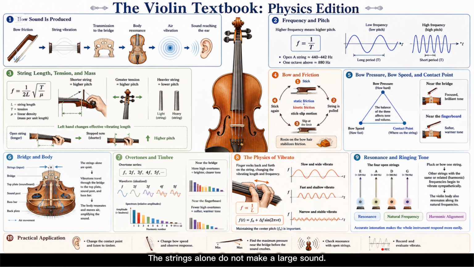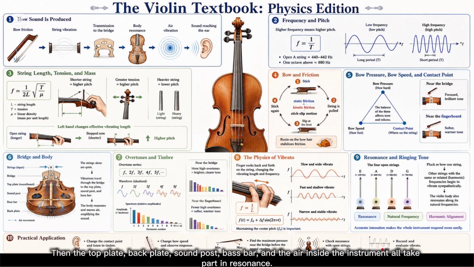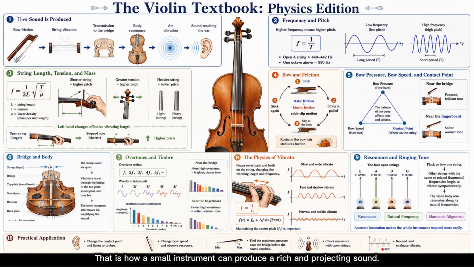The strings alone do not make a large sound. The bridge carries the vibration into the body. Then the top plate, back plate, sound post, bass bar, and the air inside the instrument all take part in resonance. That is how a small instrument can produce a rich and projecting sound.